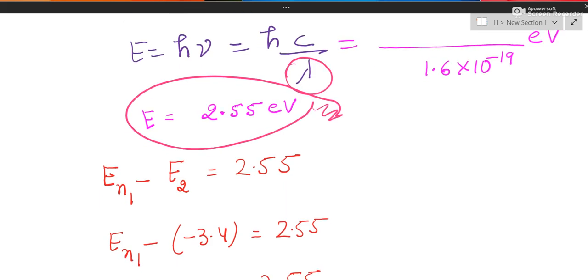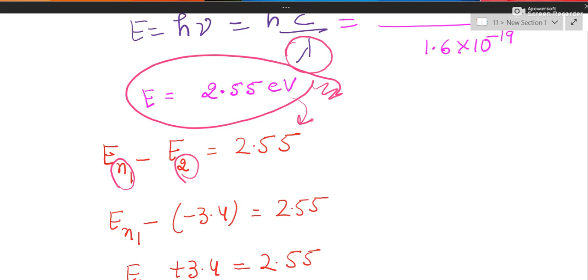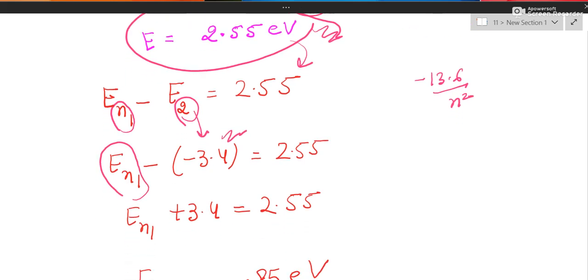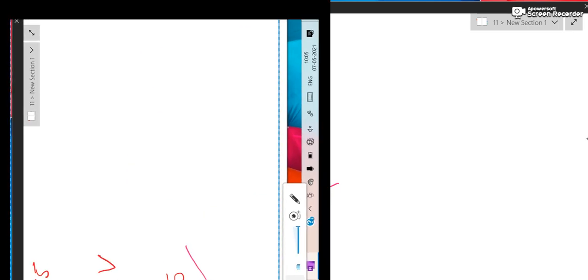Now the transition from N1 to the given state, which we have found, is resulting in this energy. The difference of these two is this. Substitute. How do we have this? Again using the same formula, minus 13.6 by n square. So we'll substitute here and find En1. Then we can find out N1. So we'll have to read this statement very carefully, where the transition is made from where to where, then only you will understand it. So go through it very carefully.